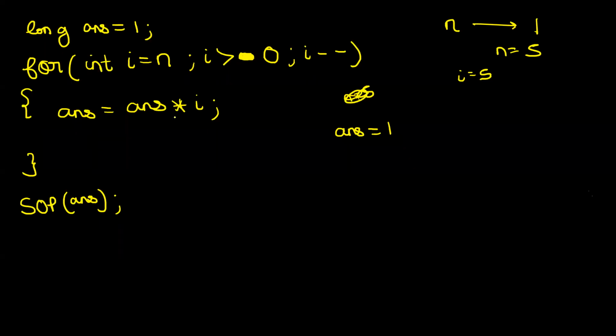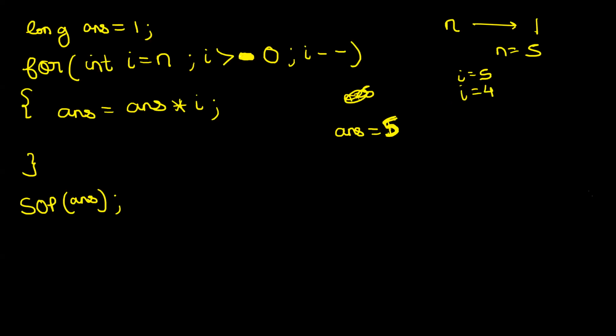So what are you doing? Answer is equals to answer into I. So answer was 1. You multiply it with 5. So 1 into 5 will be 5. My answer will become 5, and this value will be assigned to my answer variable. Next, what will happen? I will do an I minus minus. See, I have multiplied 5 to my answer. Now I do an I minus minus and the value of I will become 4.